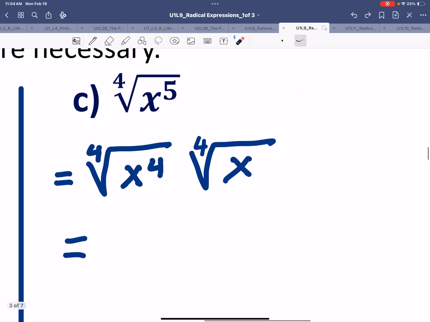So let's simplify this. So we have the fourth root of x to the power of 4. So we know that that would be the same as x to the power of 4, like this 4 here, divided by this 4 in here, which is x to the power of 1.